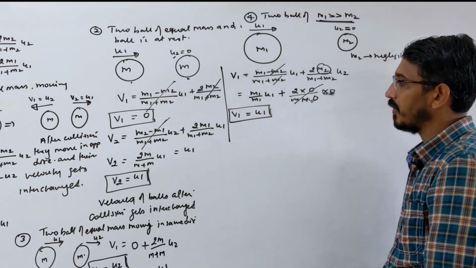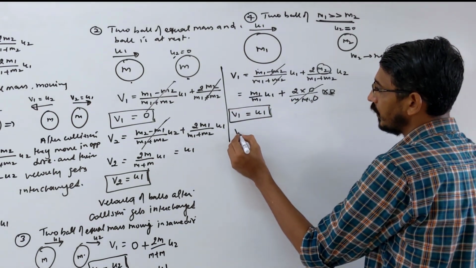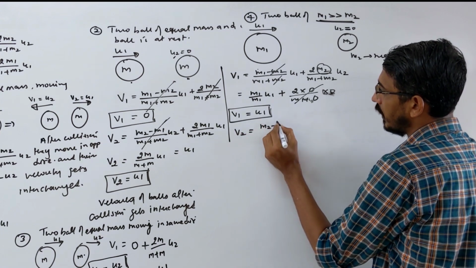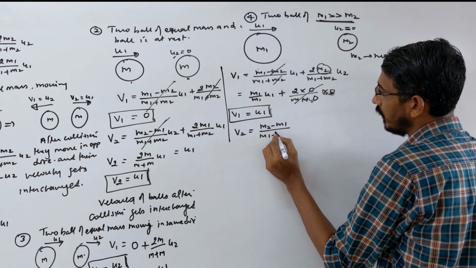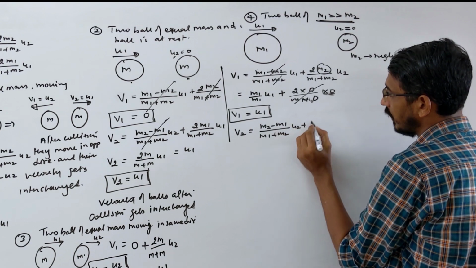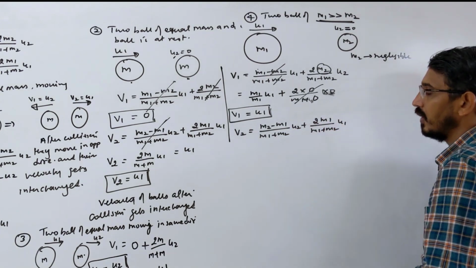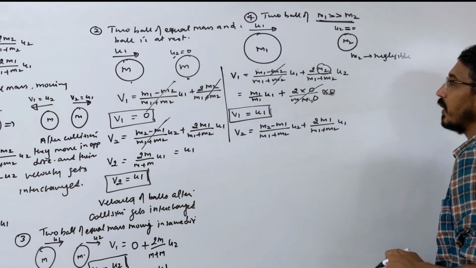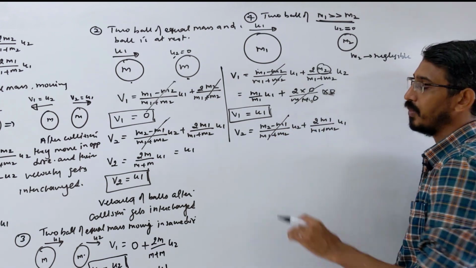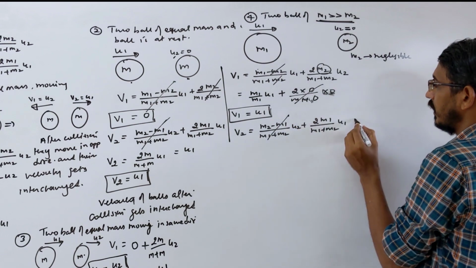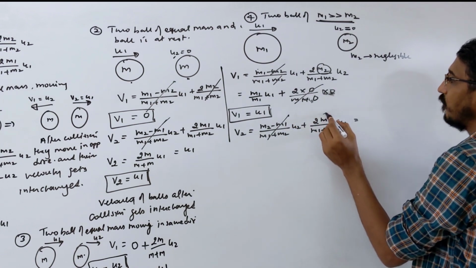Let's check v2. What happened to v2? The v2 formula is m2 minus m1 upon m1 plus m2 into u2, plus 2m1 upon m1 plus m2 into u1. Look at this term, what is happening? This time I am writing it directly as 0. Why 0? Because u2 is 0, so forget this. Only this term is remaining, 2m1.